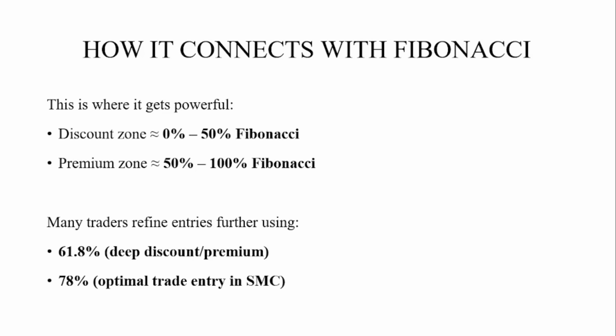Okay, how it connects with Fibonacci. This is where it gets powerful. Discount zone ranges from 0% to 50% Fibonacci, and premium zone ranges from 50% to 100% Fibonacci. Many traders refine entry further using the 61.8%, that is the deep discount or premium, or the 78%, that is optimal trade entry in SMC. Just as I explained to you when I was talking about Fibonacci, I prefer entering the market, be it Fibonacci or the premium or discount zone, when price gets to the 78% retracement zone.